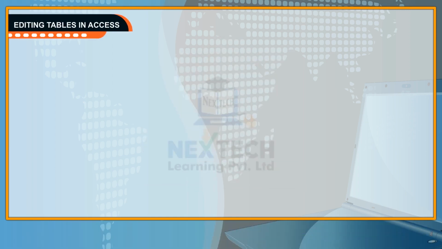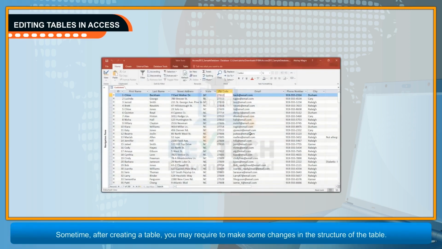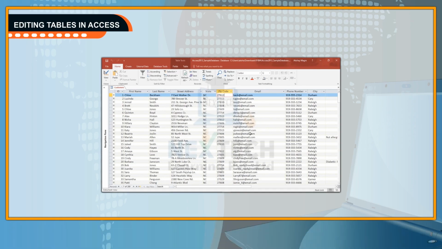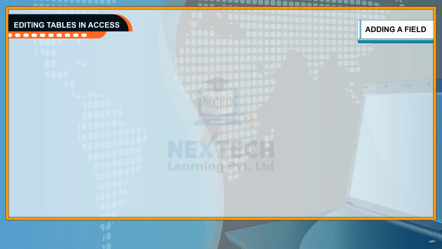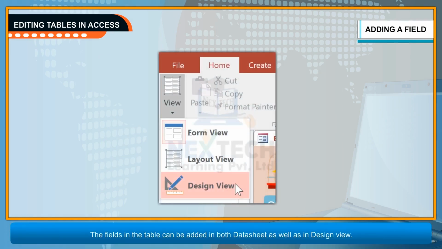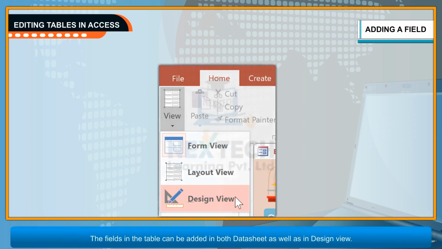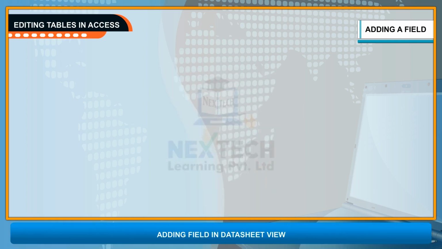Editing tables in Access. Sometimes after creating a table, you may require to make some changes in the structure of the table. In Access, it is very easy to edit the tables. Adding a field. The fields in the table can be added in both Datasheet as well as in Design View. Adding field in Datasheet View.